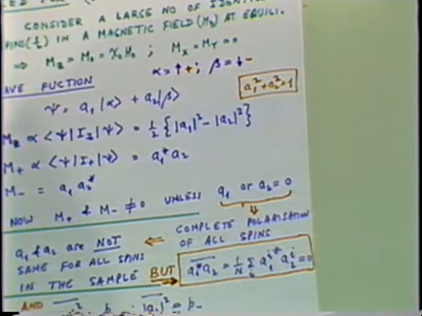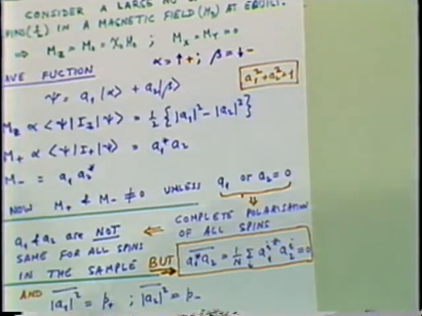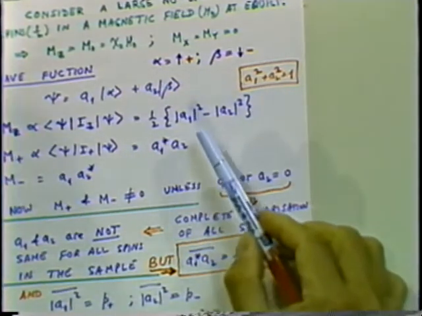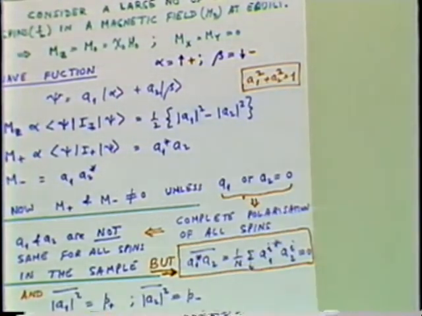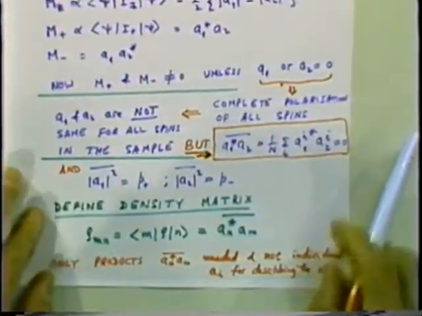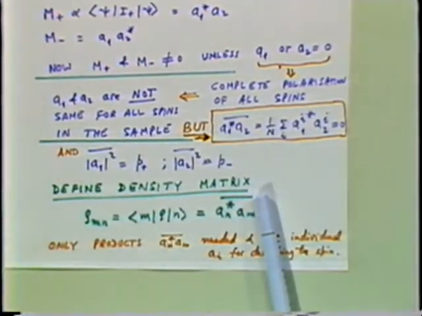And it is really the average over all a1 mod square that gives us the population of the upper level, and the average of a2 mod square gives us the population of the lower level, although sometimes we naively refer to this as population differences. But it is only the ensemble average that is the population. Therefore, to define things properly, we define a matrix and call it a density matrix.